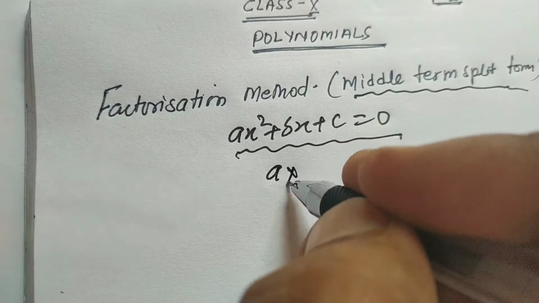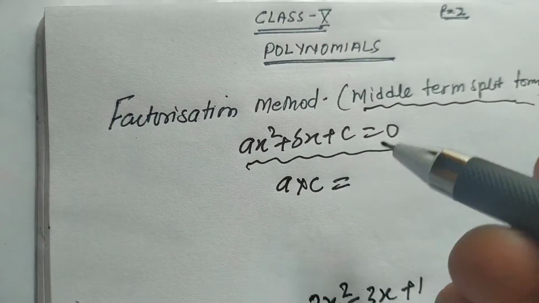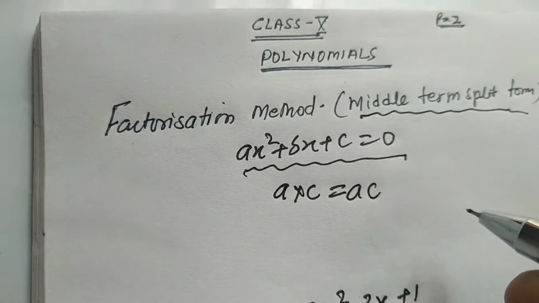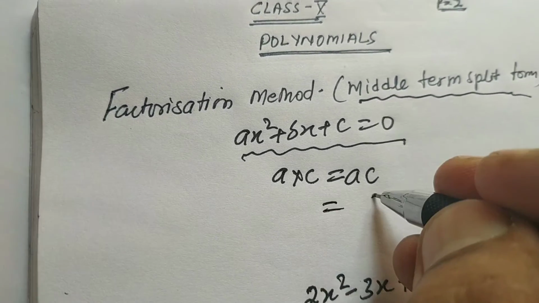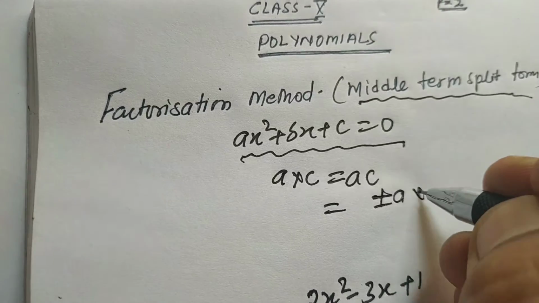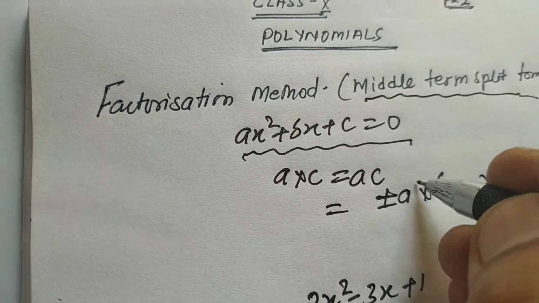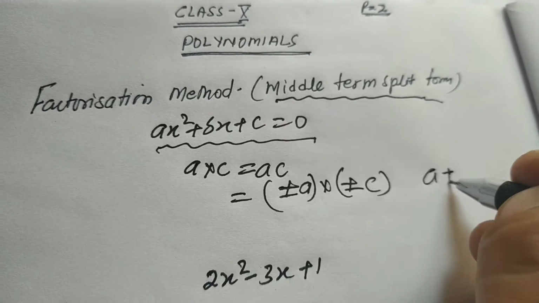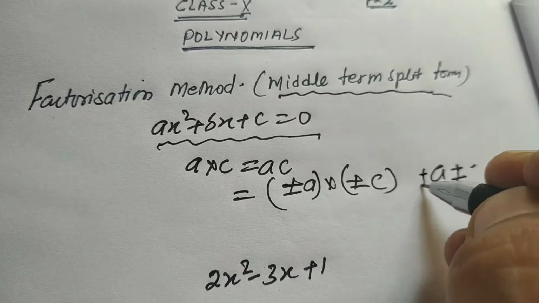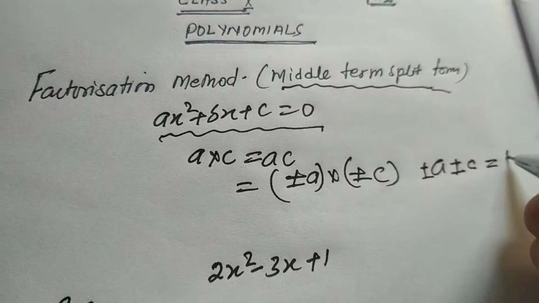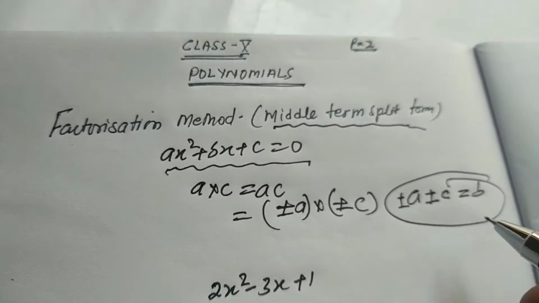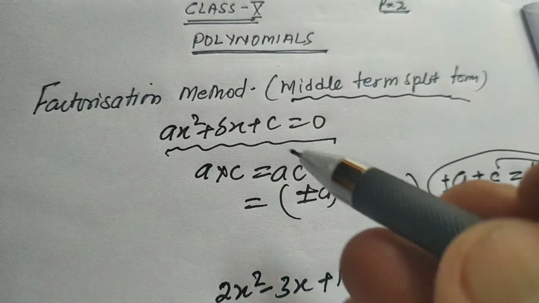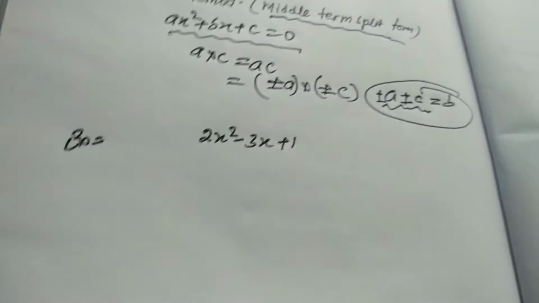First we do a into c, that is the coefficient of x square into the constant term, that is equal to ac, and then factorize this ac. This is plus minus a into plus minus c, right? And just check that plus minus a plus minus c must be equal to b. Then we put these factors in terms of b, in place of b.